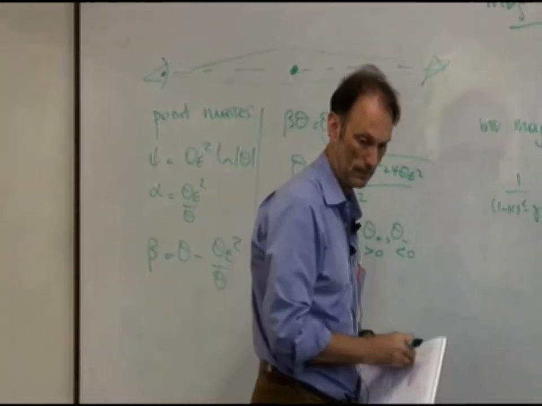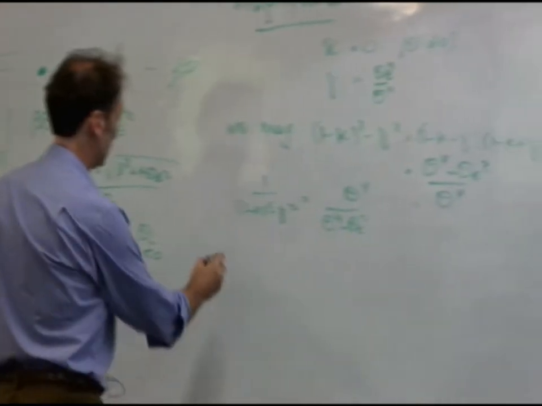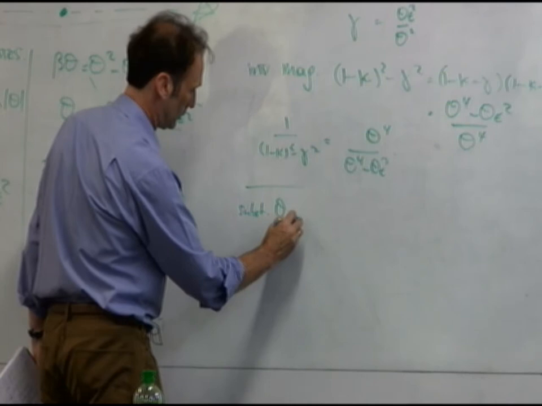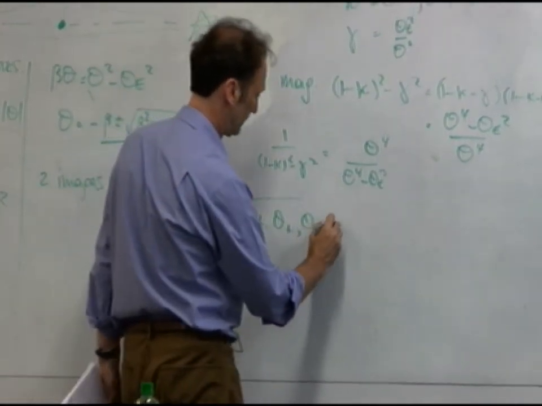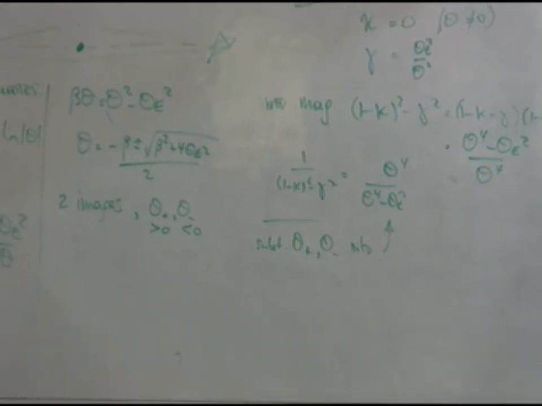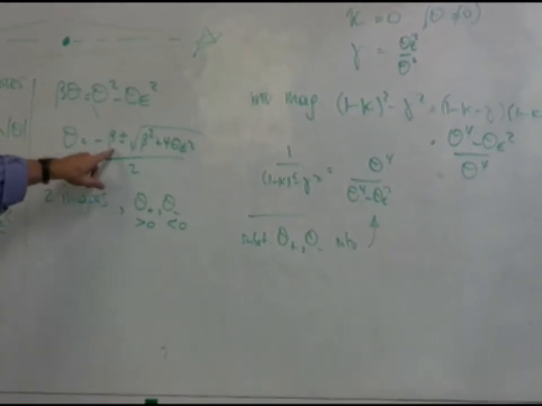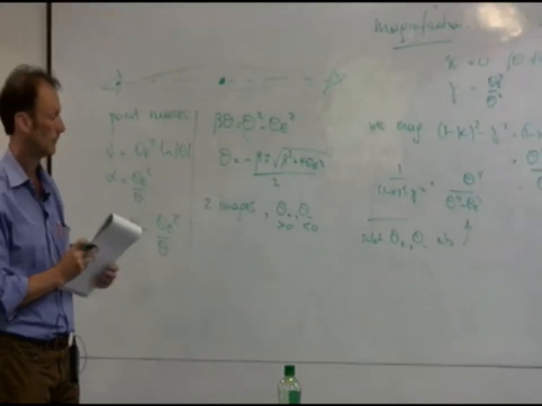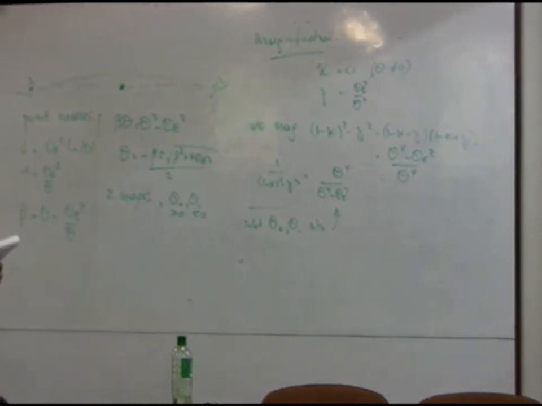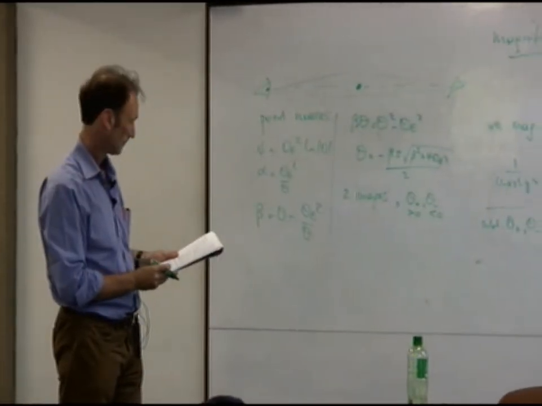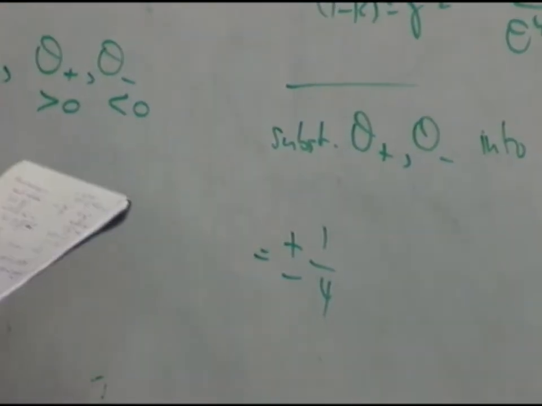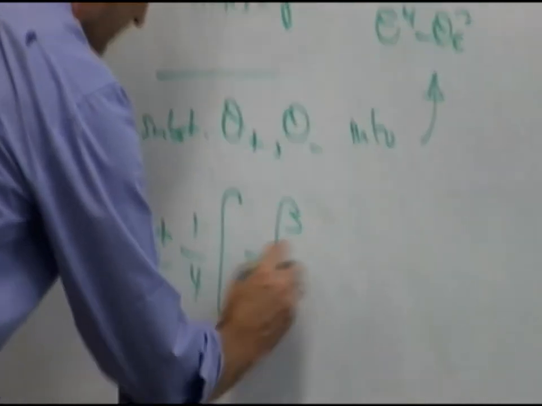Now, what we can do is we can put the two solutions for the images in there. And we can work out what the magnification is as a function of beta, not as a function of theta. So in other words, we can work out how much an image is magnified when the source is at a certain position. And this is a messy calculation which I will not go through, but I'll just show you the answer.